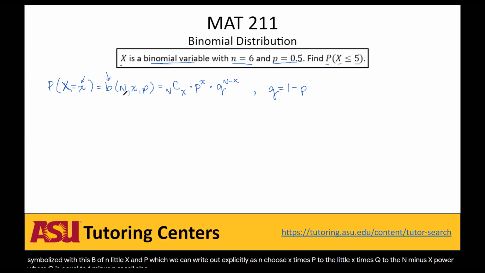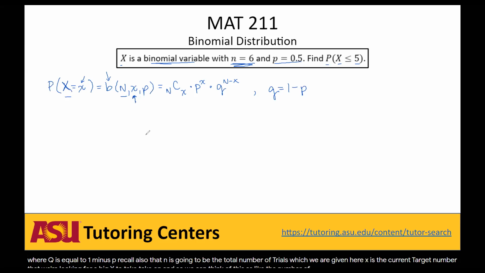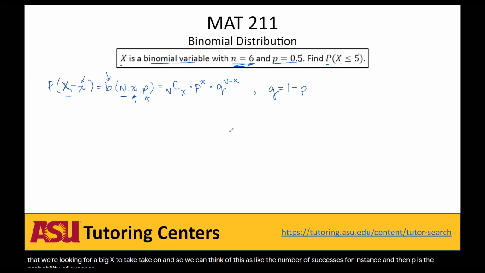Recall also that n is the total number of trials, which we're given here. X is the current target number that we're looking for big X to take on, and so we can think of this as the number of successes, for instance. And then p is the probability of success, while q is the probability of failure, which always has this relationship with p, where q is 1 minus p.